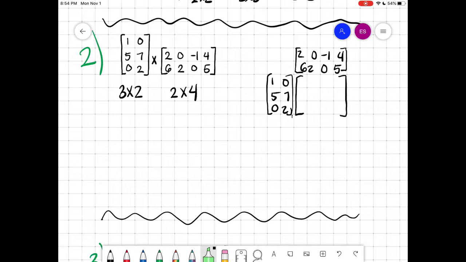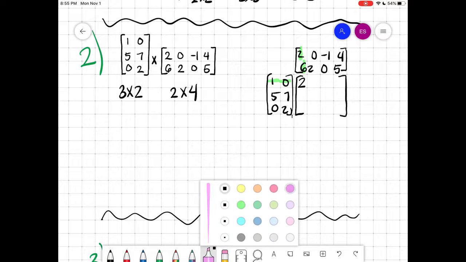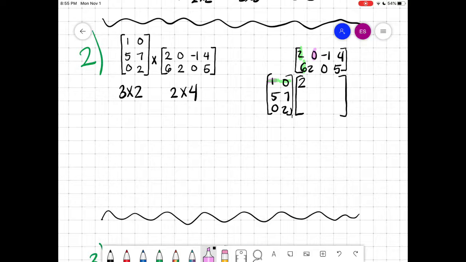First, we're going to do the first row of the first one and the first column of the second one to get the first element of our answer. Oh, that was wrong. 1 times 2 is 2, plus 0 times 6 is 0. 2 plus 0 is 2. There we go. Let's get the next one. I need the first row of the first matrix and the second column of the second matrix. 1 times 0 is 0. 0 times 2 is 0. Add them together, we get 0.